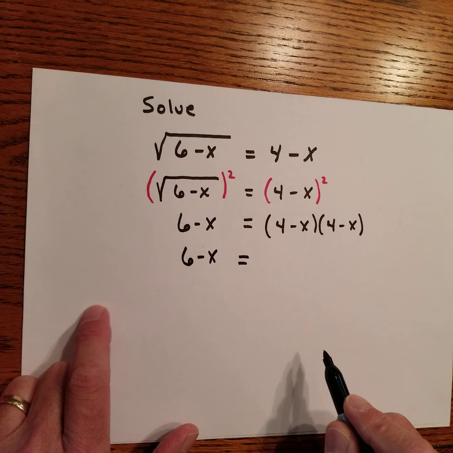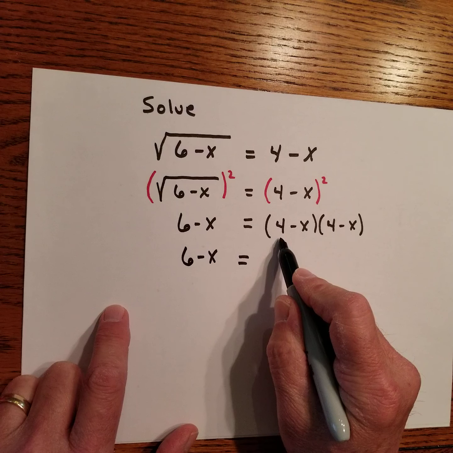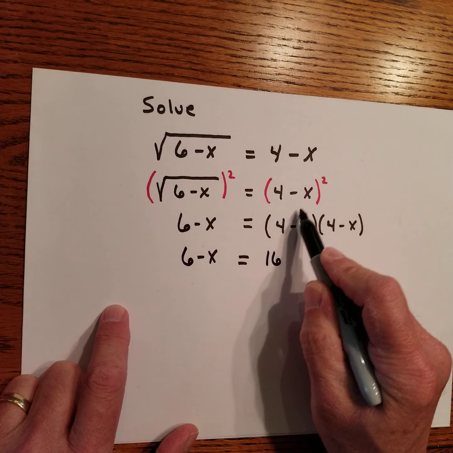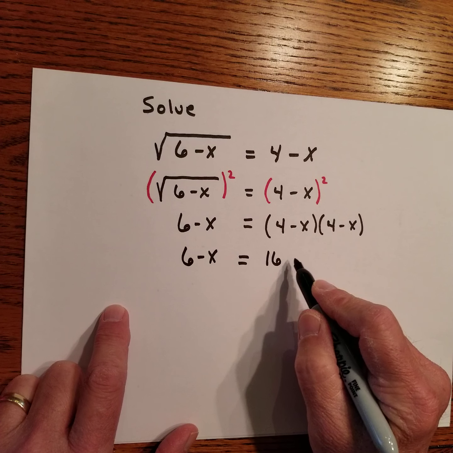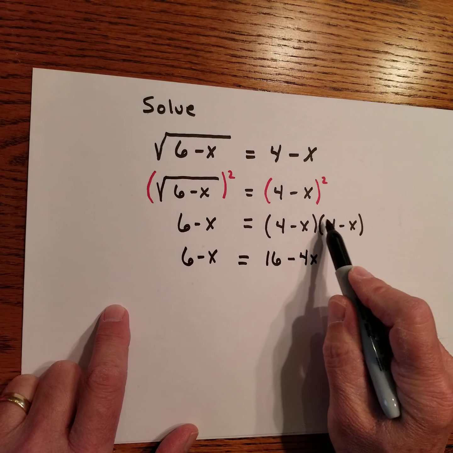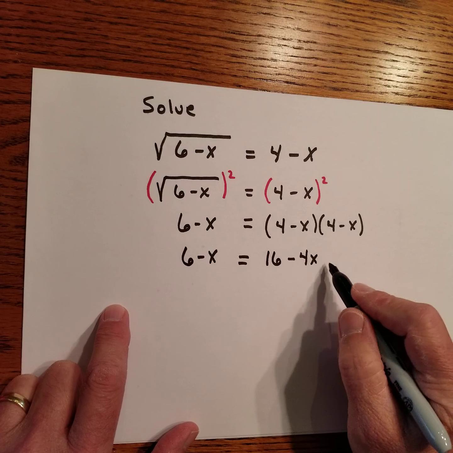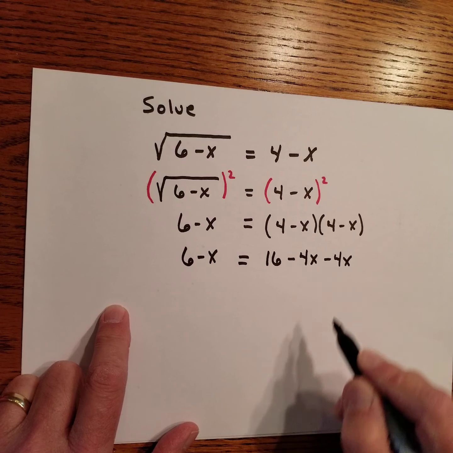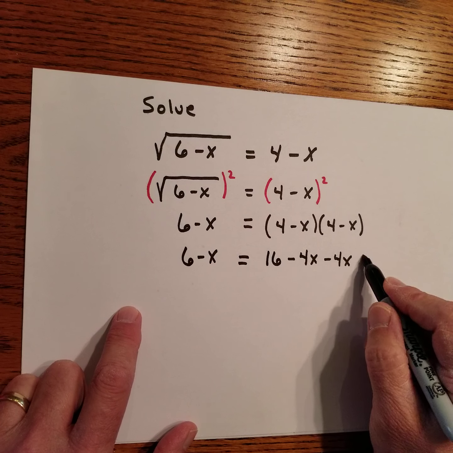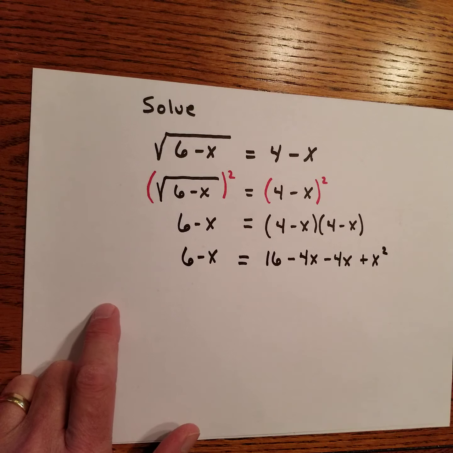Let's multiply this out. We'll multiply the firsts, 4 times 4, then the outers, 4 times negative x, then the inners, negative x times 4, and when I multiply the lasts, that's a negative times a negative, which is a positive. What a mess.